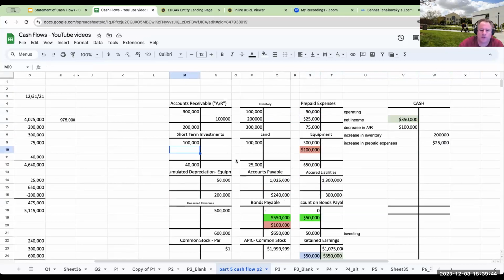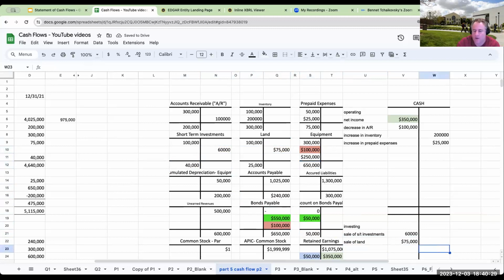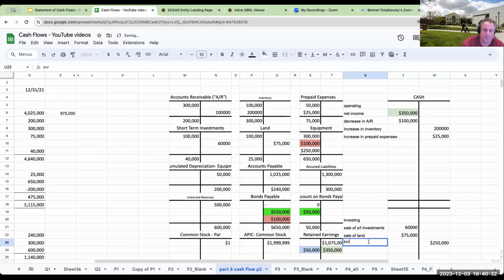Okay, looking over here, short-term investments. In the investing section, that's where I'm going to put this. I'm going to say sale of short-term investments. I'm going to do the opposite to cash over here at 60,000. My land went from 100 to 25,000. That means I need a credit of 75. I'm going to do the opposite to cash. This is going to be sale of land. For my equipment, I had 300,000 beginning. I had a non-cash transaction of 100. My ending is 650. To balance, I need 250,000. I do the opposite to cash, and this is going to be a purchase of equipment.